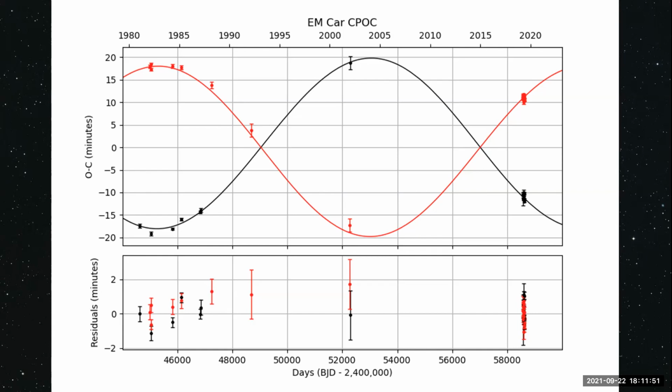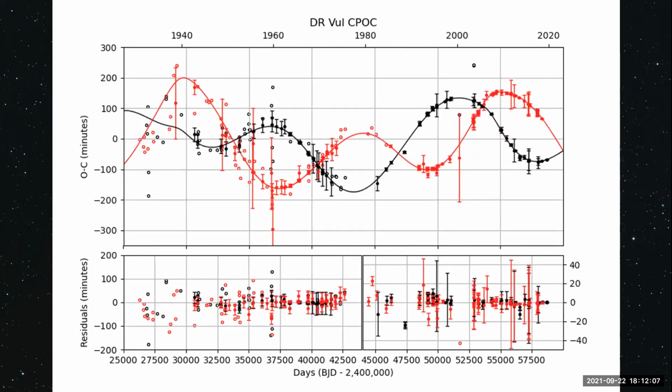But I mentioned third bodies in the system earlier, or multiple bodies. What happens to this visualization when there's another force in the system? Well, lucky for you guys, we studied a 3-body system, the DR Vol system. Here's the CPOC for that one. It looks a little bit different.